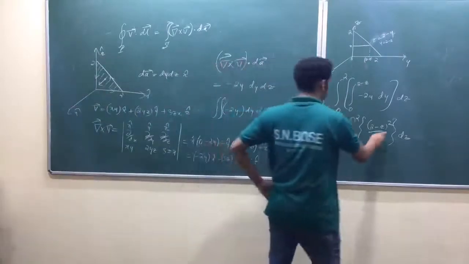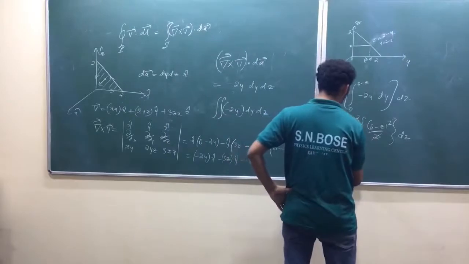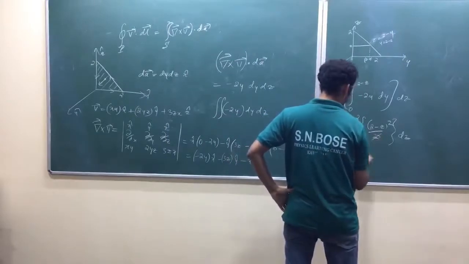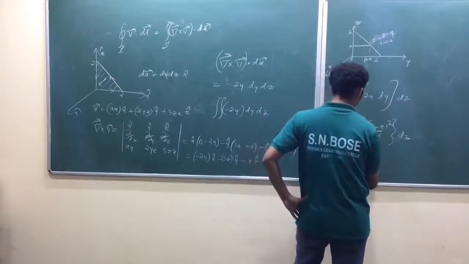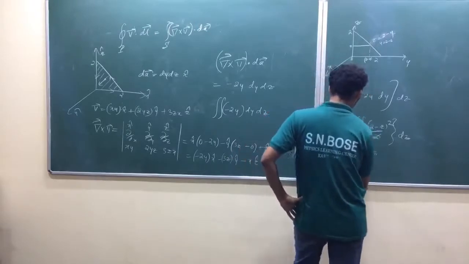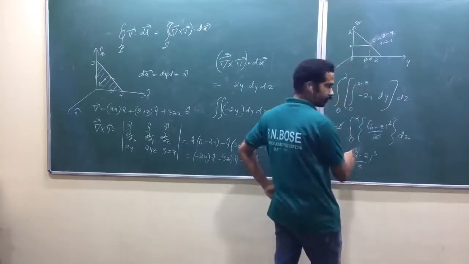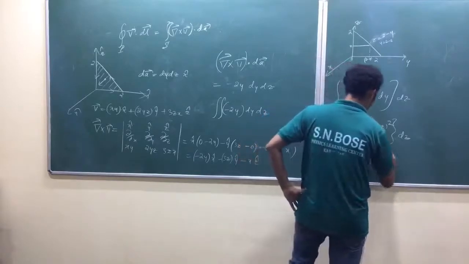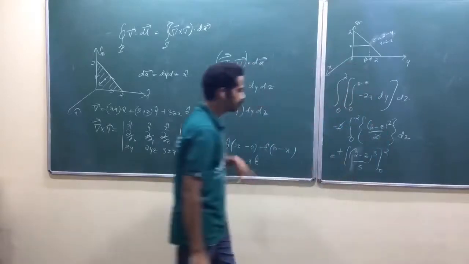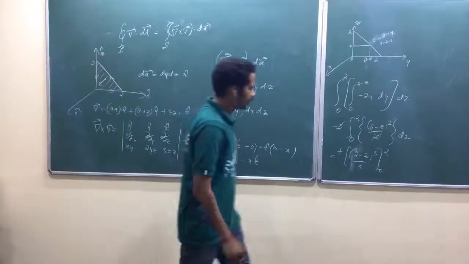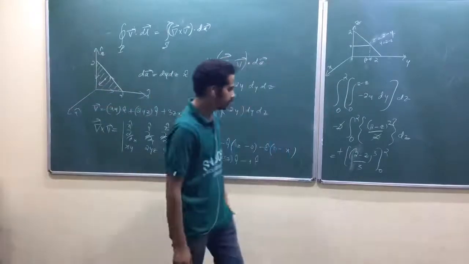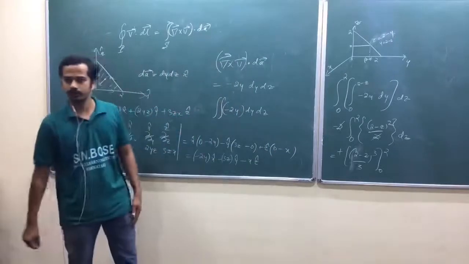So 2 got cancelled. Minus integral 0 to 2, 2 minus z the whole square. How do I write? 2 minus z the whole cube by 3 with one more minus 1. Am I right? So just check it out. 0 to 2. Is that your answer? 2 minus z the whole square. 2 minus z the whole cube whole divided by 3 and coefficient of z.